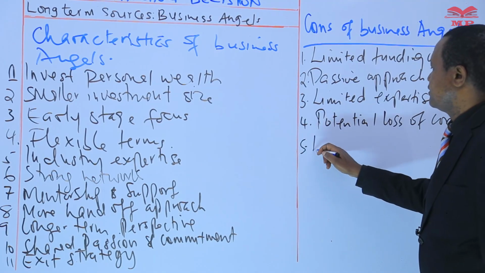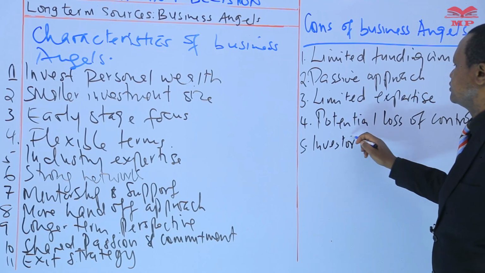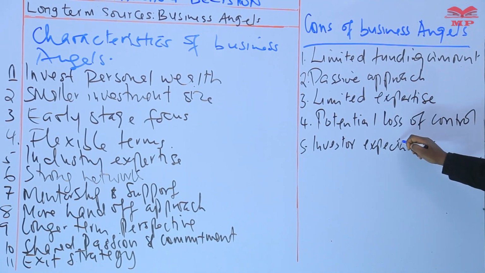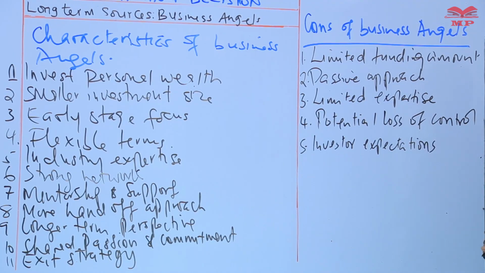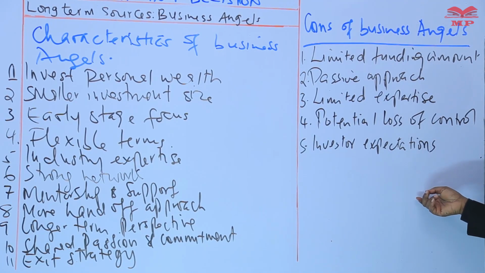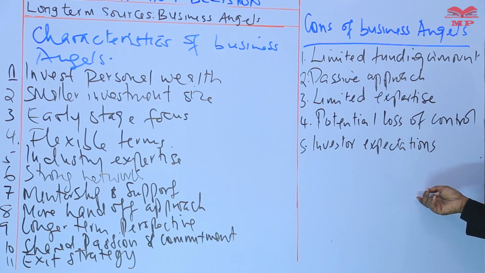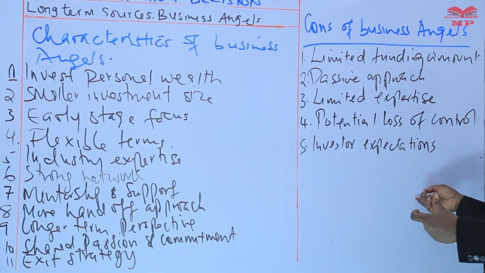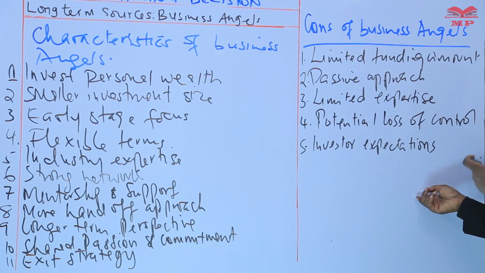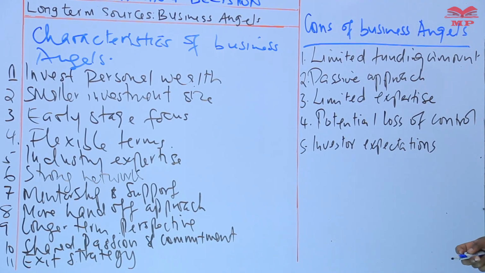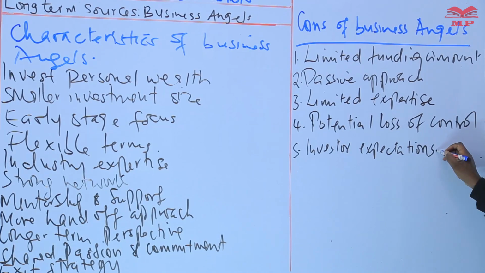Number 5, investor expectations. Business angels, while patient, still expect returns. And that could lead to pressure for faster growth or pressure for profitability, potentially compromising the long-term goals or strategic directions or decisions. Investor expectations.